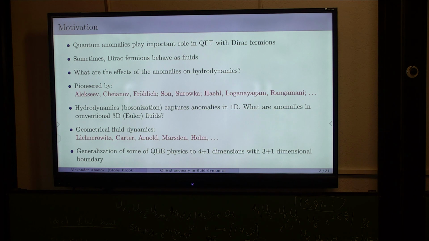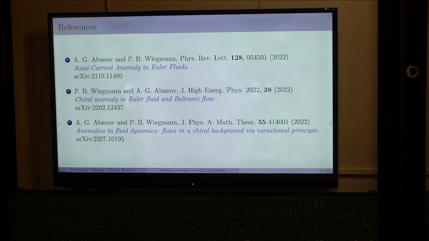And as a connection to this particular workshop, this is a generalization of some of the quantum Hall effect physics to 4+1 dimensions with a 3+1 dimensional boundary, instead of 2+1 with a 1+1 dimensional boundary. There are 3 recent papers where you can get some details. My talk will be between paper 1 and paper 3 somehow.